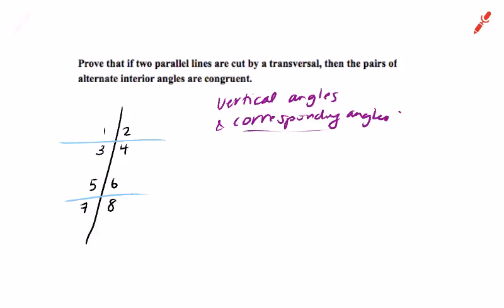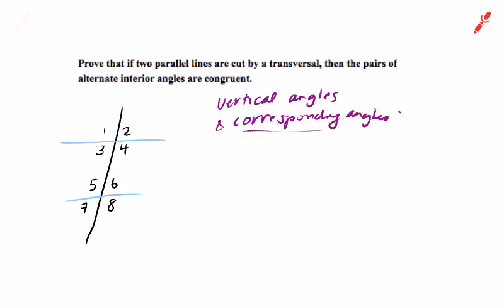Corresponding means that they are congruent. Vertical angles are also congruent. 3 and 2 are vertical angles, 1 and 4 are vertical angles, 6 and 7, and you get it, 5 and 8.